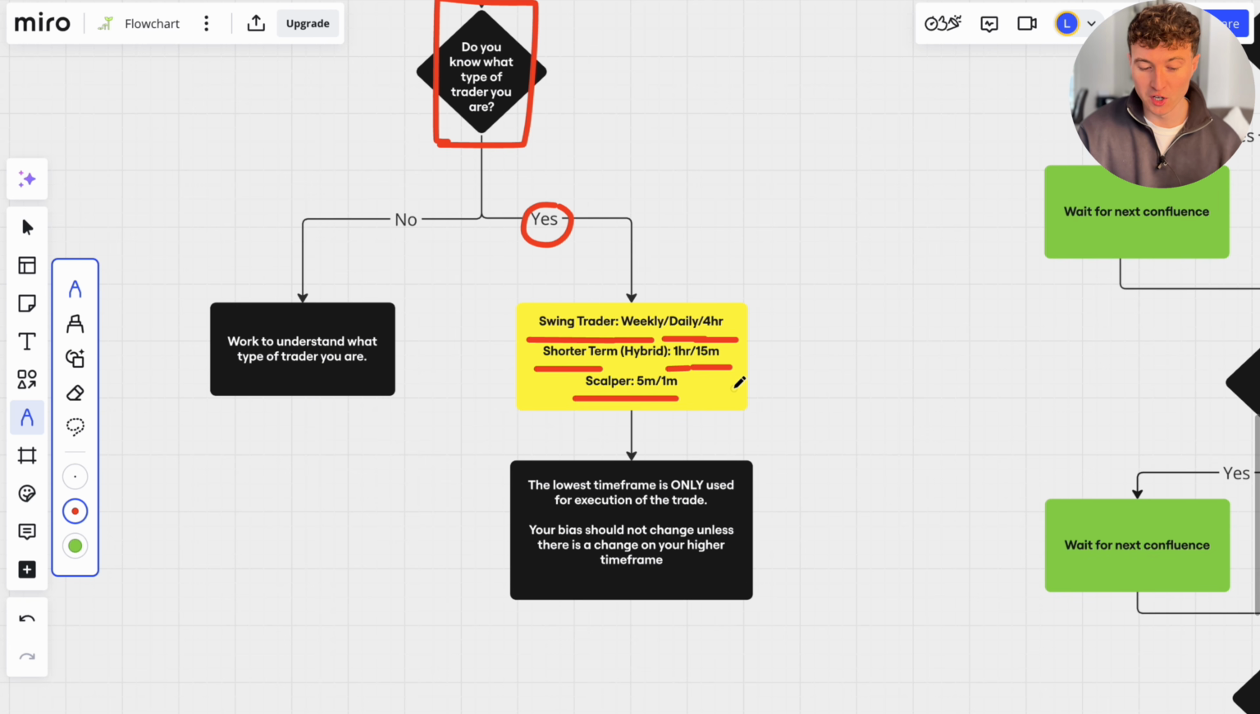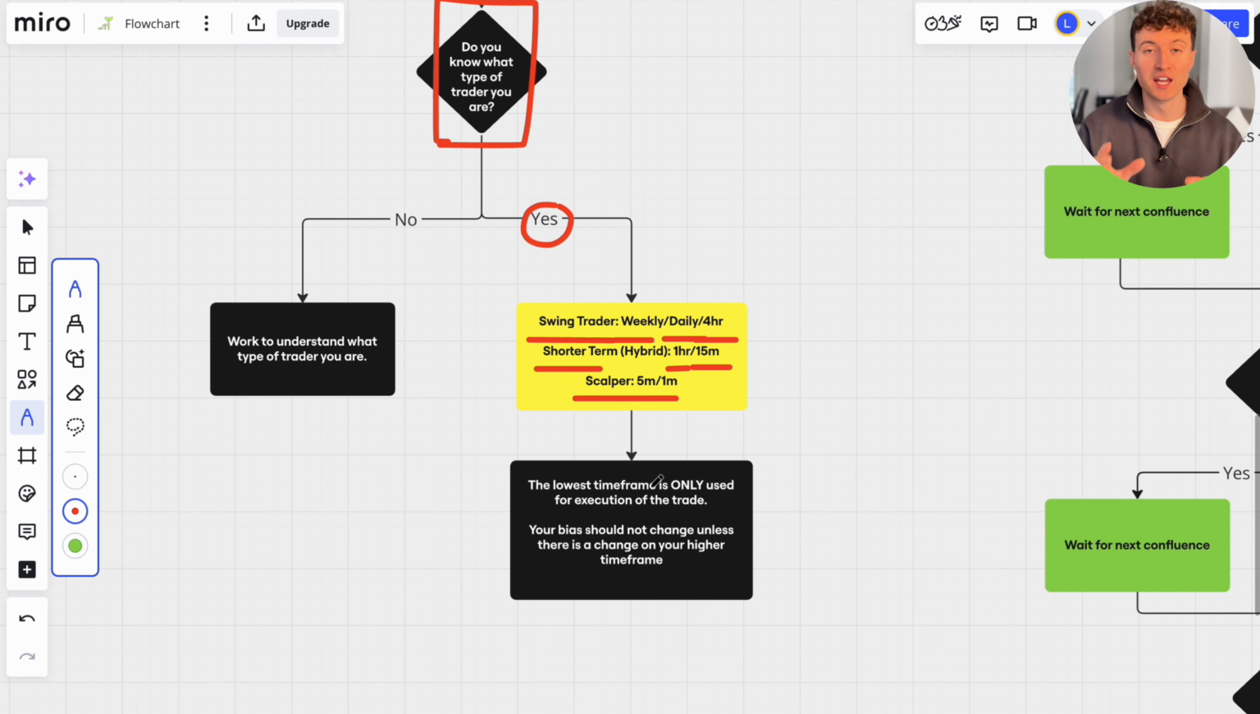But also we have bucket number 3, which is scalping. You're going to be analyzing and executing on the 5-minute and 1-minute. What I found on the 1-minute time frame is I was getting way too emotional. There was so much noise, and therefore this prevented me from making accurate decisions.